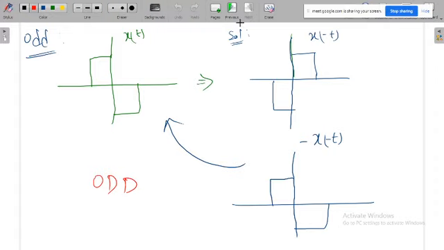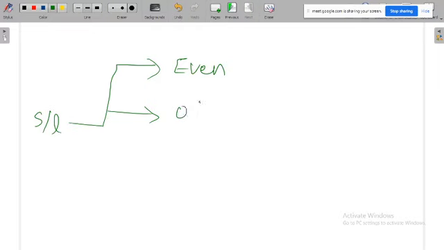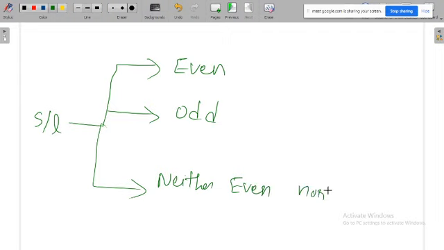Sometimes the signal may not follow either of these conditions, then that signal we call a neither even nor odd signal. So in general, a signal could be either an even signal or an odd signal. Sometimes it may not follow either of the rules, then that signal we will call a neither even nor odd signal.